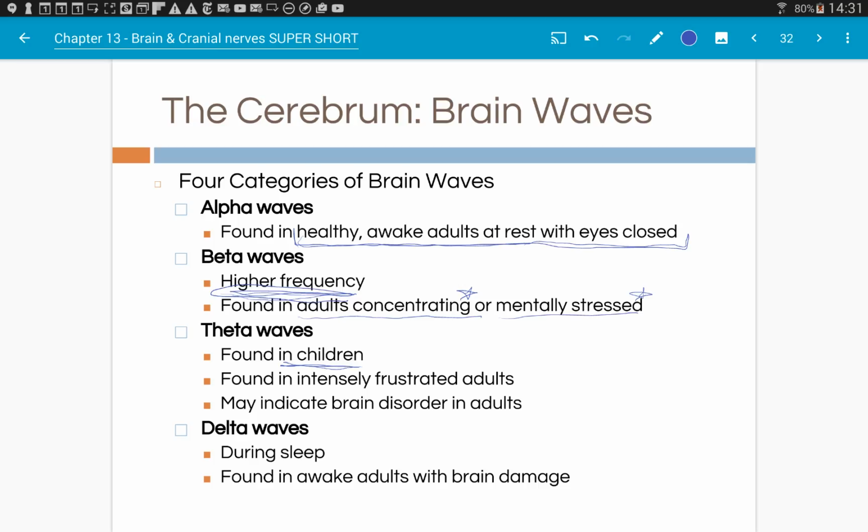Okay? Now, the theta waves and delta waves both have kind of a little bit of a caveat. So you find them in children or intensely frustrated adults.